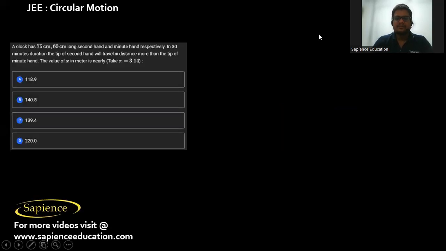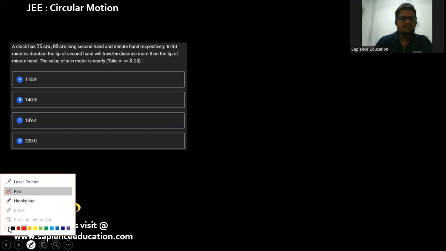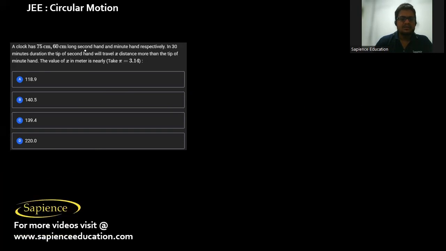So we shall start from the very first question onwards. It is told that a clock has 75 centimeter and 60 centimeter long second hand and minute hand respectively. In 30 minutes duration, the tip of the second hand will travel x distance more than the tip of the minute hand. The value of x in meter is nearly.